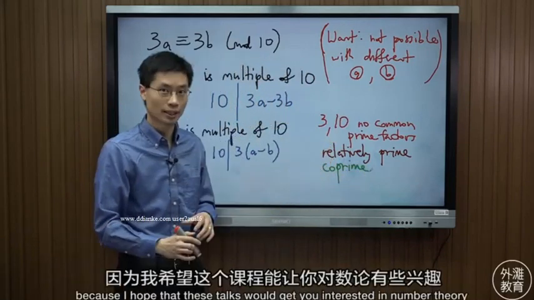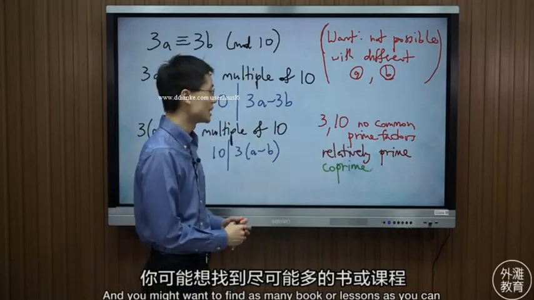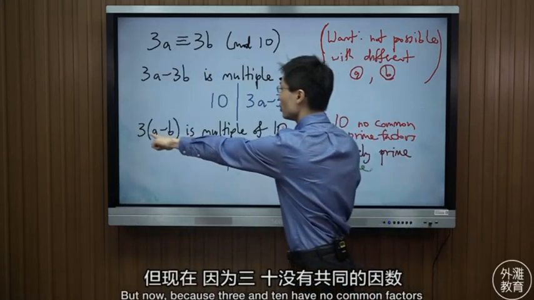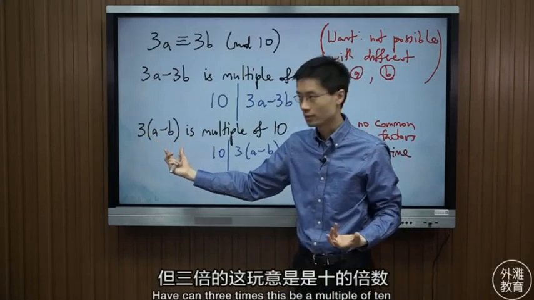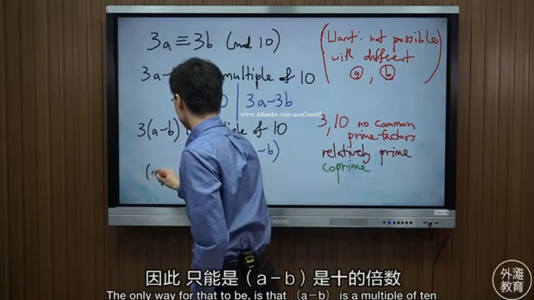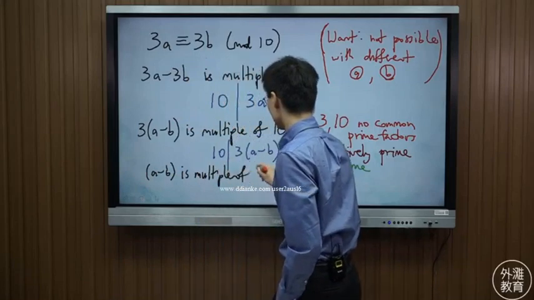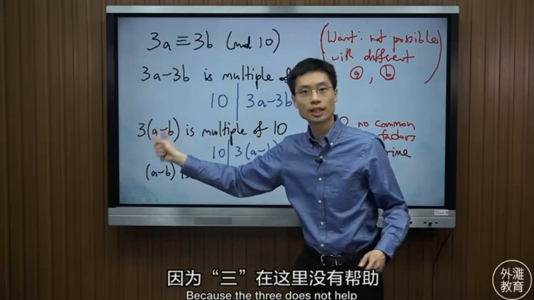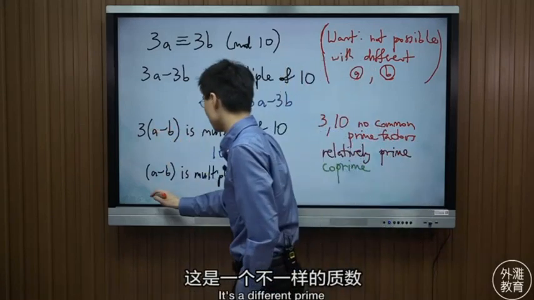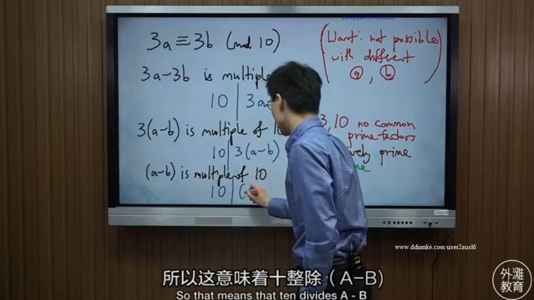I'm just showing you these words because I hope that these talks will get you interested in number theory, and you might want to find as many books or lessons as you can. So it's good to understand which words are which. But now, because 3 and 10 have no common factors, how can 3 times this be a multiple of 10? The only way for that to be is that a minus b is a multiple of 10, because the 3 doesn't help. I need to make a multiple of 10. 3 is not going to help me. It's a different prime. So that means that 10 divides a minus b.